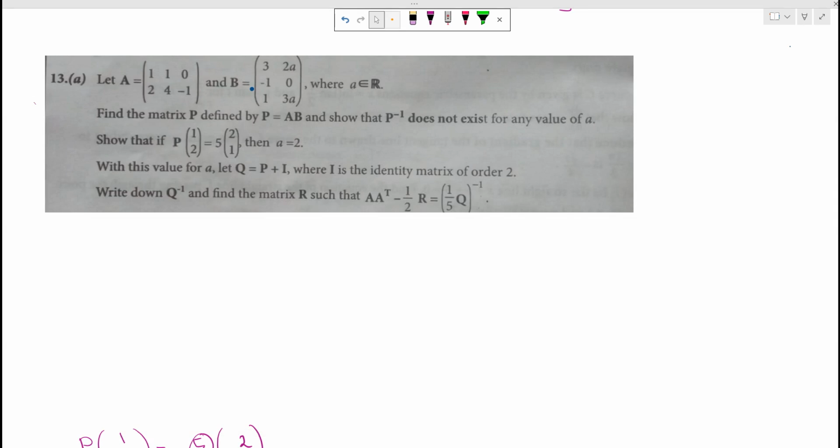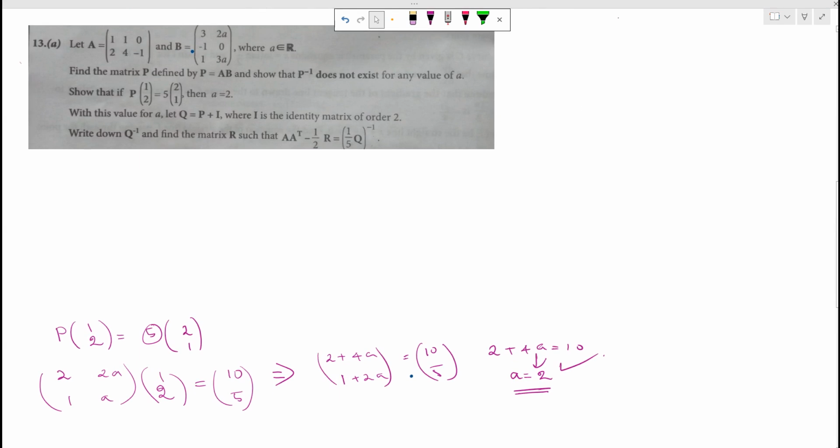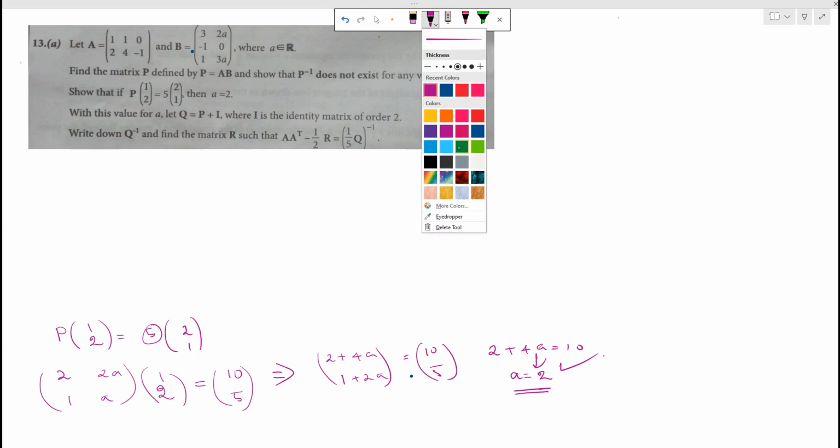So they are telling like... now let me use green color. Do you all like green? Okay.